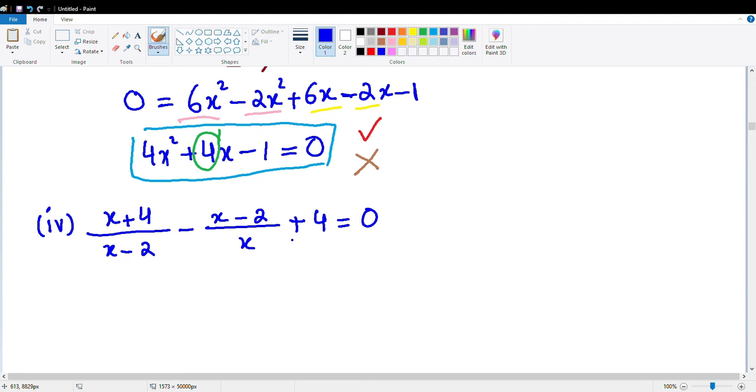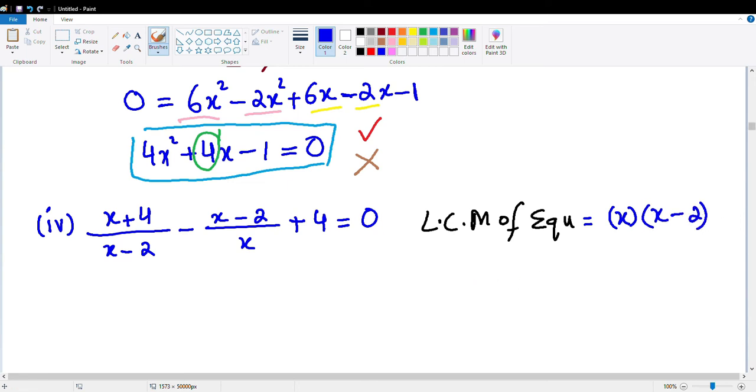So what we're going to do is solve the fractions first. Actually, better yet, let's just take the LCM for now, the LCM of the equation. The LCM is equal to the product of the denominators, as you know. x is a smaller term, so I'm going to write that first. So x into x minus 2 is going to be the LCM.